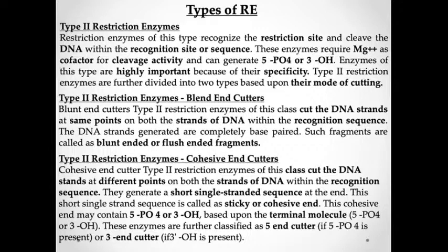Blunt end cutters are the ones that cut the strands at the same point on both strands of the DNA. So in blunt ends, both sides have an equal number of base pairs, and such fragments are blunt ended or flush ended. Whereas cohesive end cutters cut at different points on the two strands of DNA within the recognition sequence. So they generate a short single stranded sequence at the end. This short single stranded sequence is called sticky or cohesive ends, and they are known as 5 prime PO4 and 3 prime OH, this way.